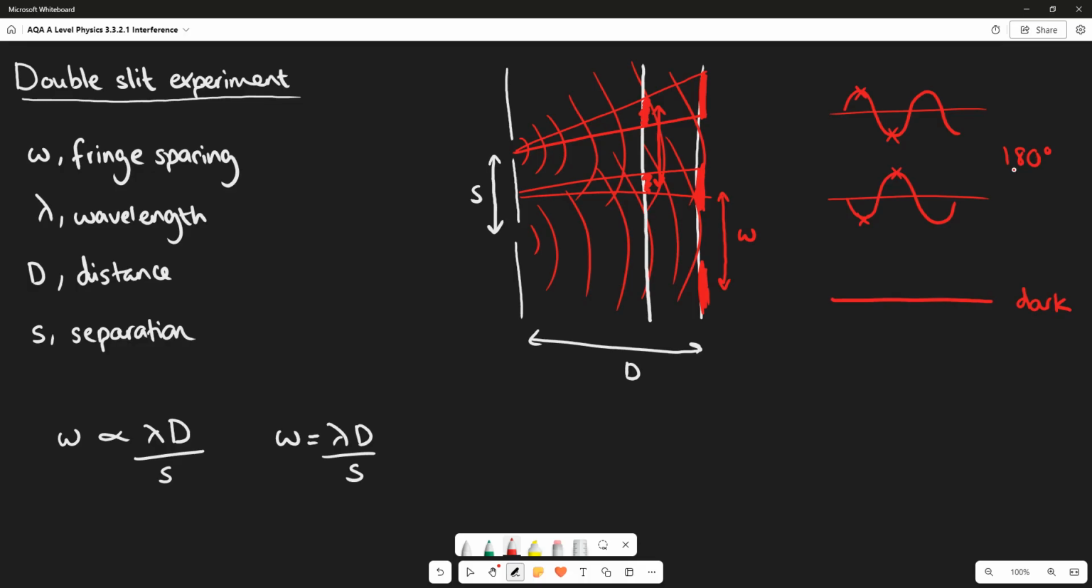So we see that when it's 180 degrees out of phase, which you get when you are half a wavelength out of phase. So these dark spots here and here as well, they occur when you are half a wavelength out of phase.